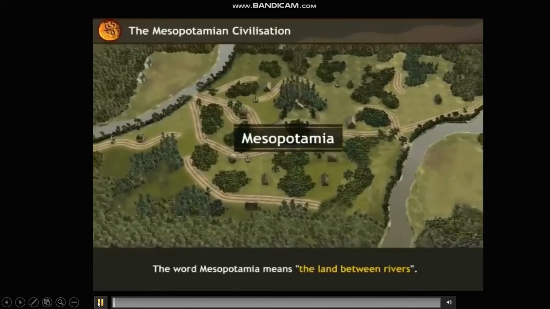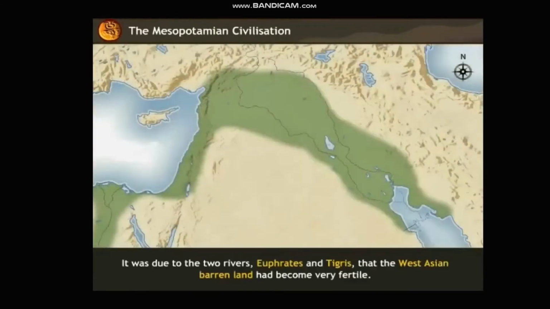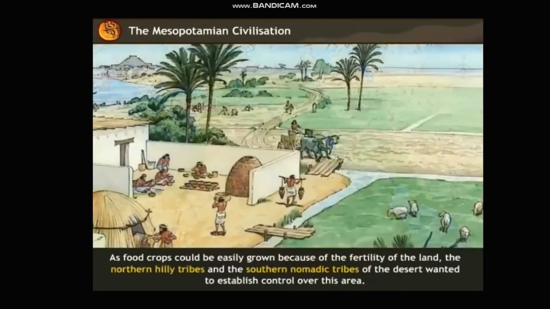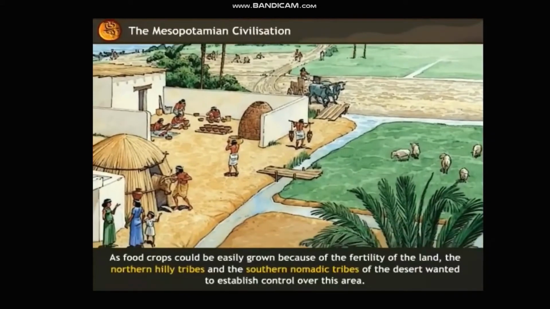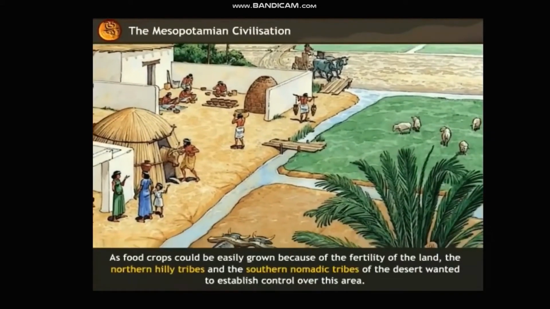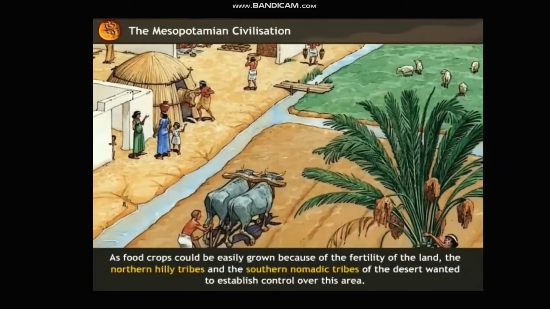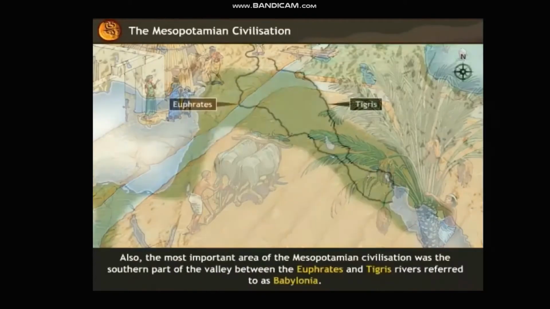The word Mesopotamia means the land between rivers. It was due to the two rivers Euphrates and Tigris that the West Asian barren land had become very fertile. As food crops could be easily grown because of the fertility of the land, the northern hilly tribes and the southern nomadic tribes of the desert wanted to establish control over this area.